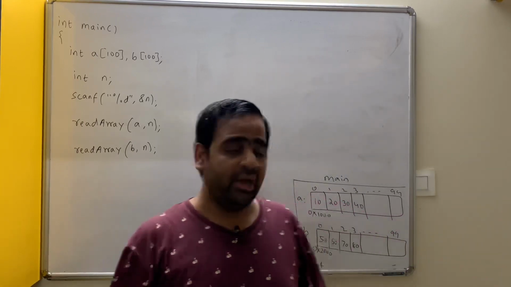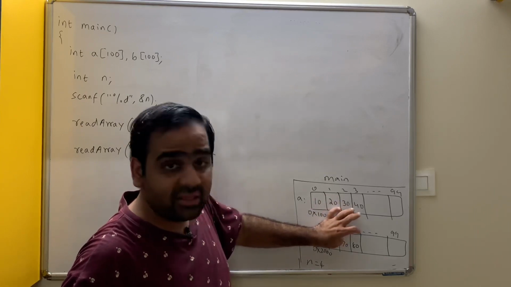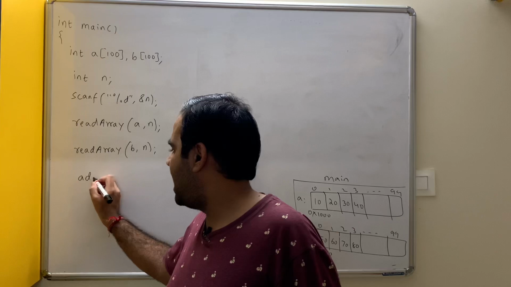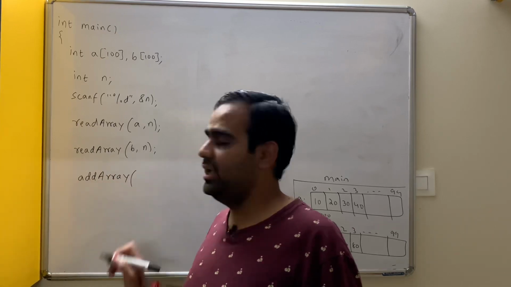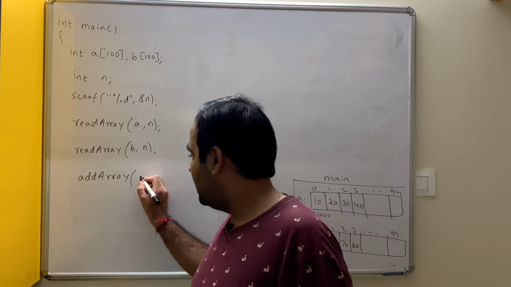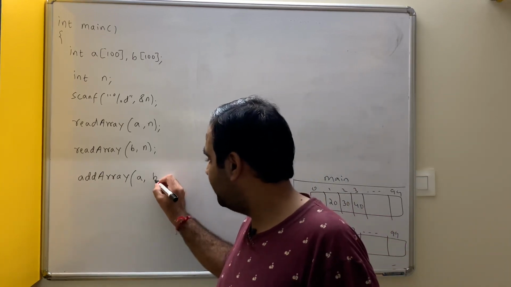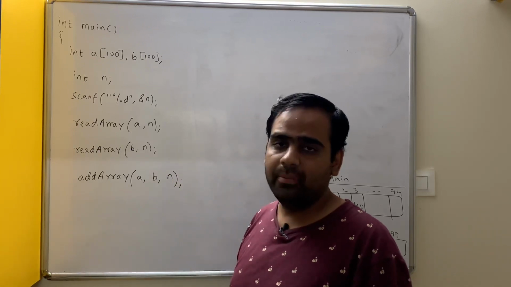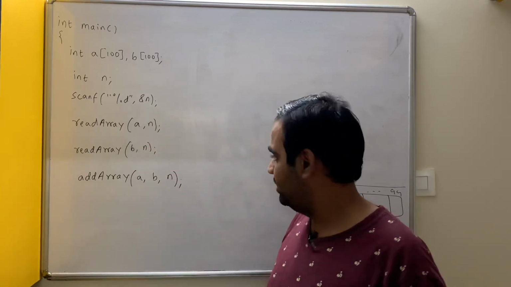Now after you read array A and array B, what we need to do? We need to add these two arrays. Therefore, let me write one function called add array. Which arrays do I want to add? I want to add array A with array B. And how many array elements are there? N array elements are there, because the size of array A and array B is the same. I will pass only this particular thing.